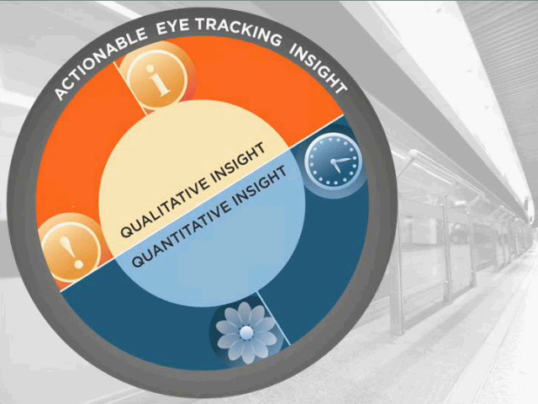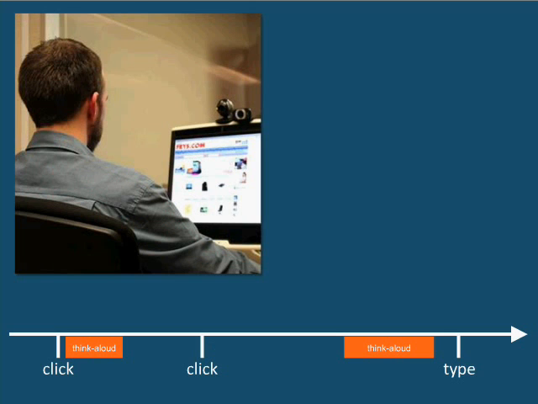Now, when deciding whether eye tracking is useful for a study or not, the starting point is usually, is this a formative study or is this summative research? So are we looking more for qualitative insight, or are we focusing on the quantitative insight? And let's talk about the qualitative side first.